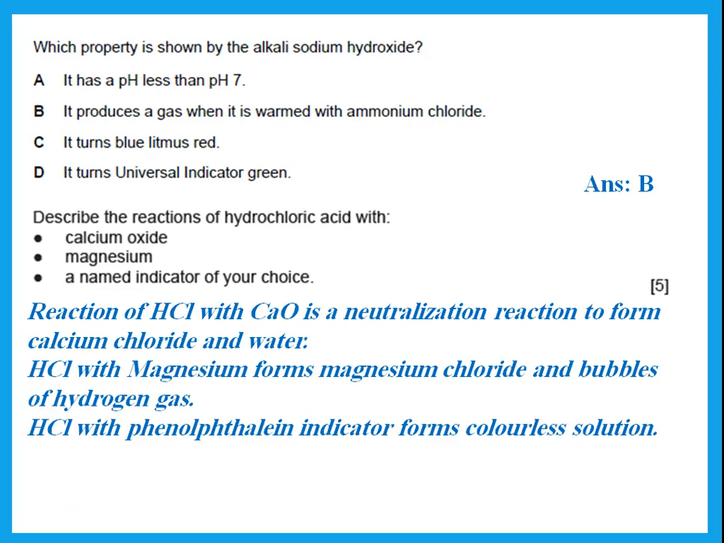Now if I put hydrochloric acid with magnesium, what is formed? Magnesium chloride and hydrogen gas, so I will see bubbles of hydrogen gas. Remember that any reaction that gives out a gas, if he says what is observed or what do you see, bubbles of gas. Now if I put hydrochloric acid, which indicator did we choose here? We chose phenolphthalein.